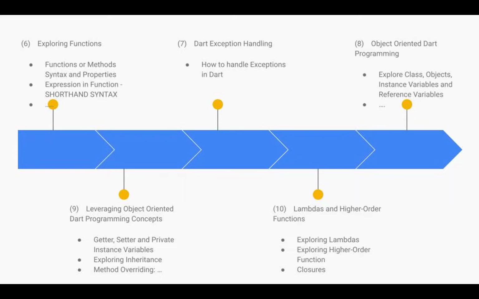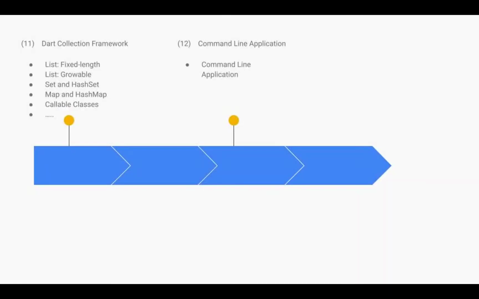Finally, in the last section, you will dive into the Dart collection framework and see what the list, map, and also the sets are. Then you will also proceed in learning queue, hash map, and also linked list in Dart.